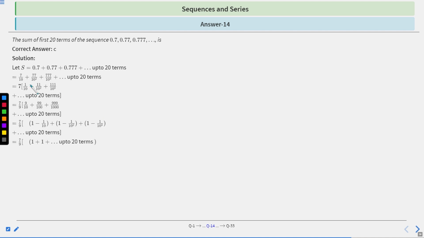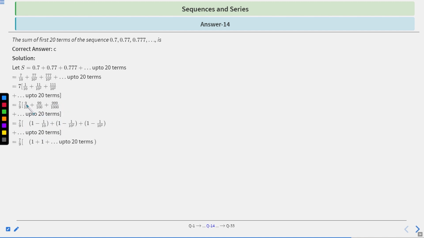Okay, let's discuss. Since S is 0.7 plus 0.77 plus 0.777 up to 20 terms, we can write it as 7 upon 10 plus 77 upon 10 square plus 777 upon 10 cube up to 20 terms. So let's take 7 as common. So 7 into 1 by 10 plus 11 by 10 square plus 111 by 10 cube up to 20 terms. Now divide and multiply by 9. So 7 by 9 into 9 by 10, 99 by 100, 999 by 1000 up to 20 terms.